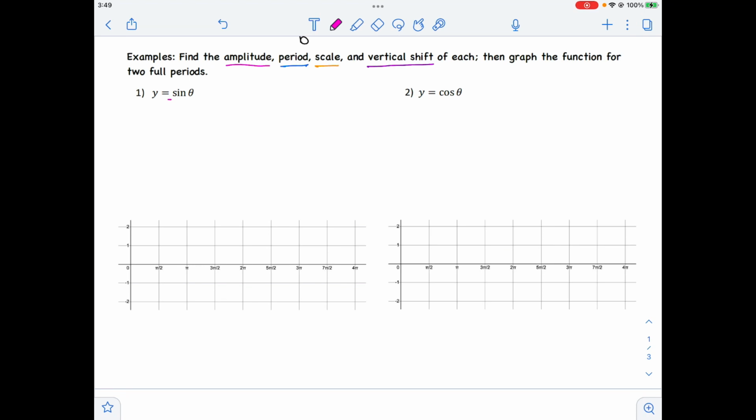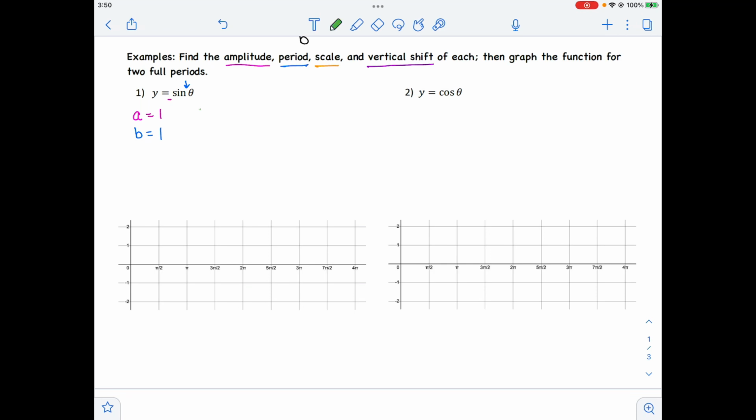So our amplitude is a 1. Now we look to see if we have a b. So a b would be something that would be right after the sine and right before our theta. And in this case, we don't have anything there, so we know it is also a 1. So b is a 1. So our period is 1 full period.